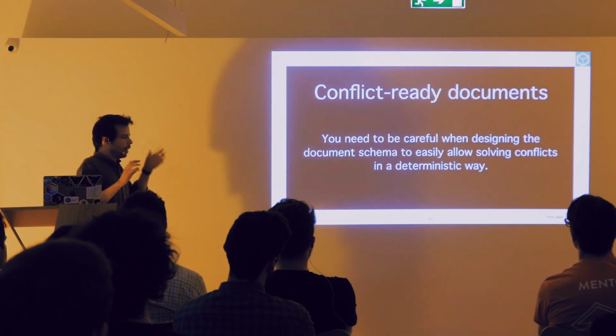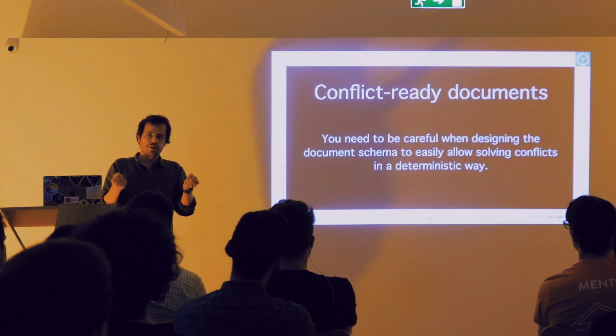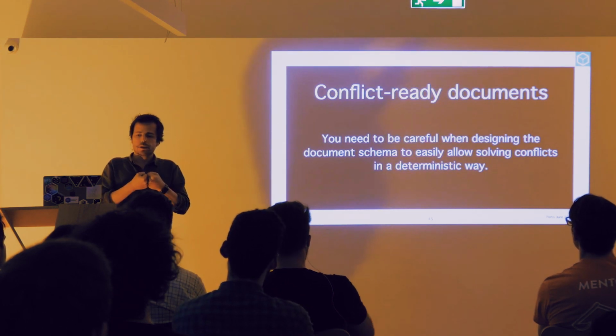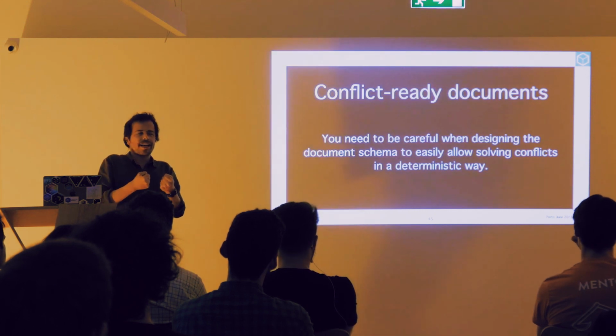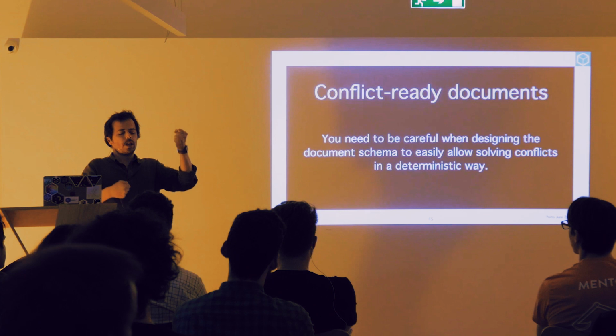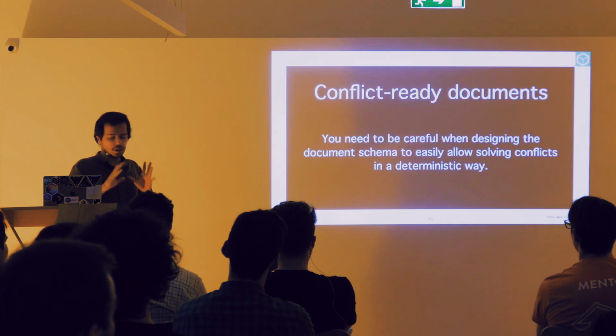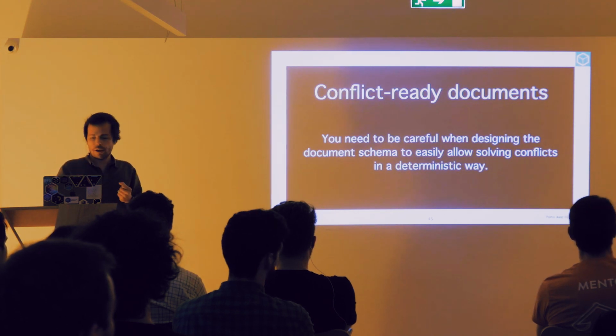Also, the way that you model your documents is really important to the way that you're going to merge two documents. Okay? You cannot have arbitrary JSON documents and then decide how to merge them ad hoc, because you'll probably lose some data. So you have to be really careful how you design the schema of your documents.